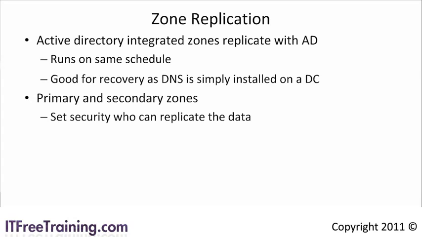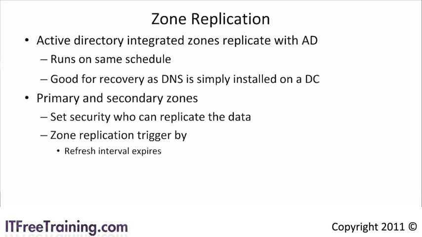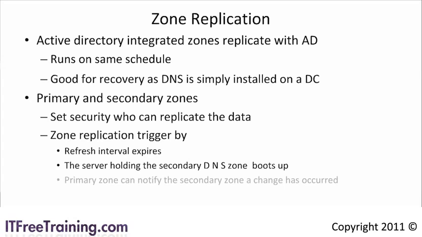Once your security is set up, the secondary zone needs to perform zone replication to keep its records up to date. First, zone replication can be triggered by the refresh interval expiring. This is set in the Start of Authority record. The next way is when the server holding the secondary DNS zone boots up. The last way replication can happen is when the primary zone notifies the secondary zone that a change has occurred. When this happens, the secondary zone will request a zone transfer from the primary zone.